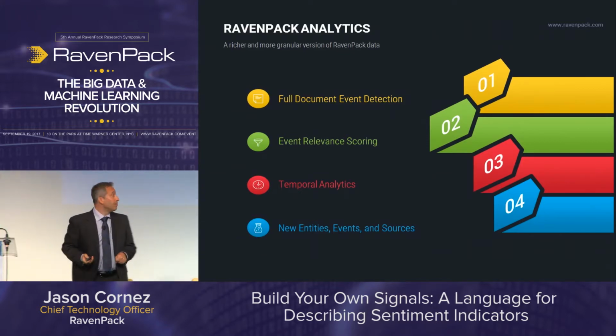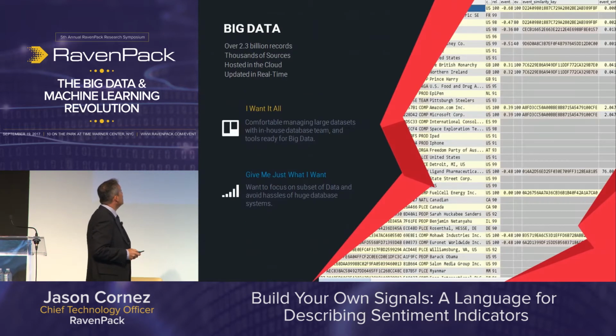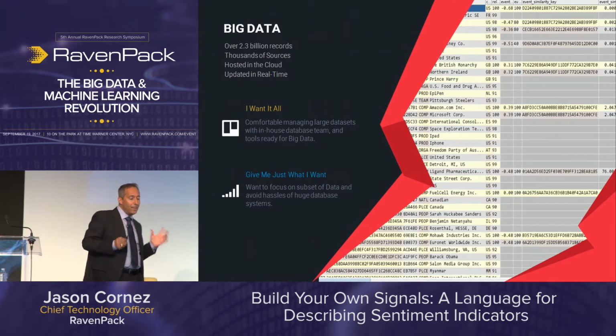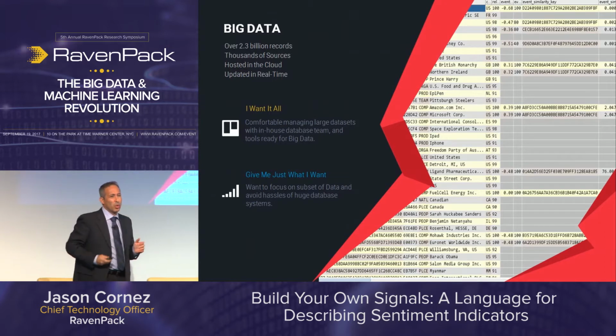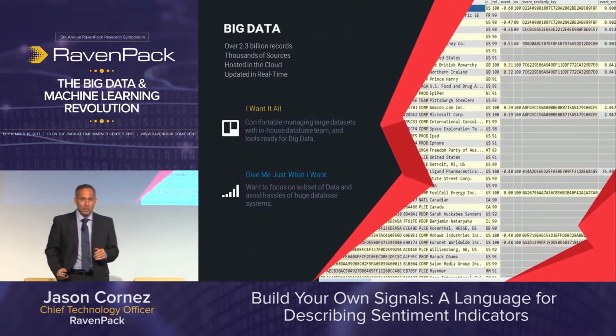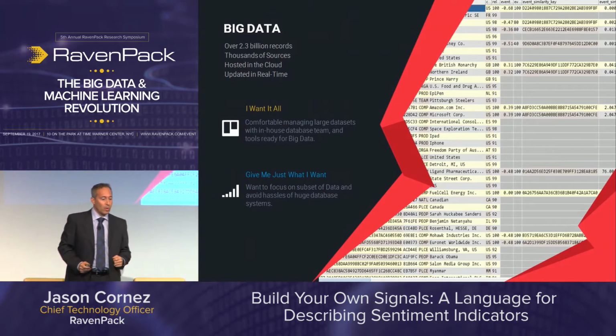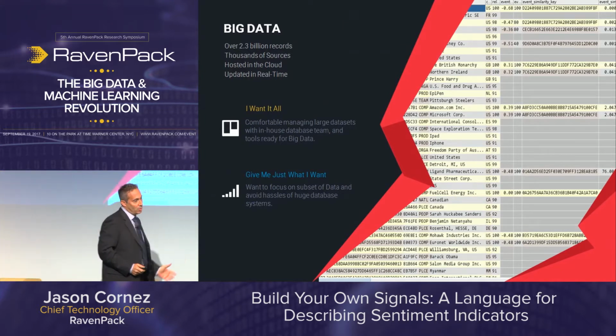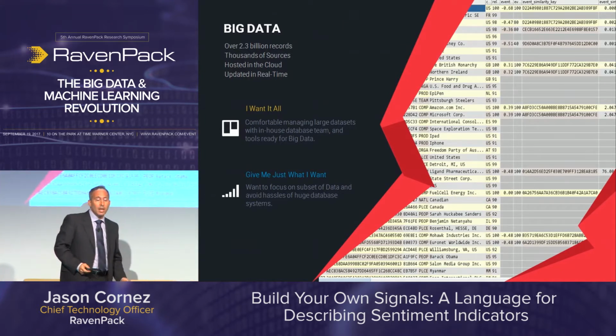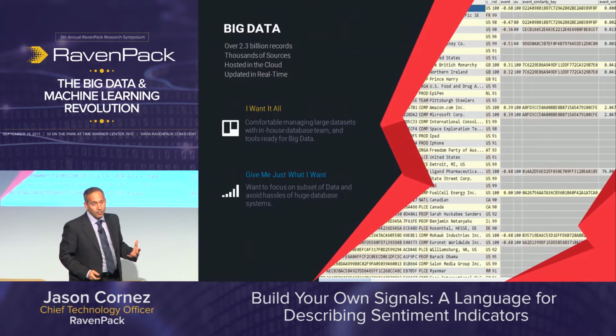So this is great. And this means that we have this really big data set. There's 2.3 billion records. I think this is 3 to 4 times more records than the previous version of the RavenPack product. Thousands of sources. It is hosted in the cloud, and it's updated all the time in real time.